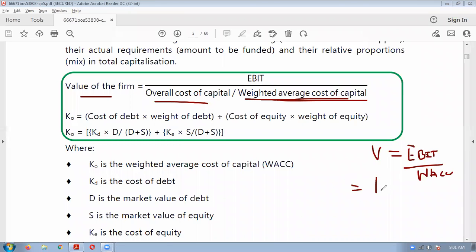Weighted average cost of capital you can also call KO. Overall cost of capital is KO, the weighted average cost of capital. KO means overall cost of capital, that is WACC. KD means cost of debt. KE means cost of equity.